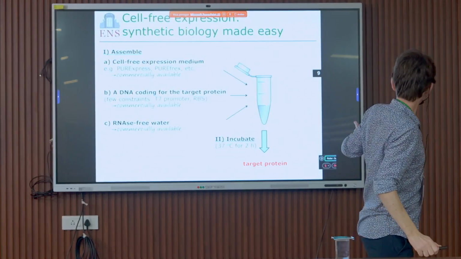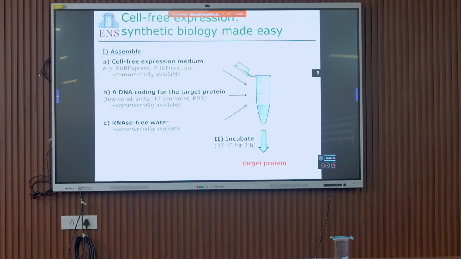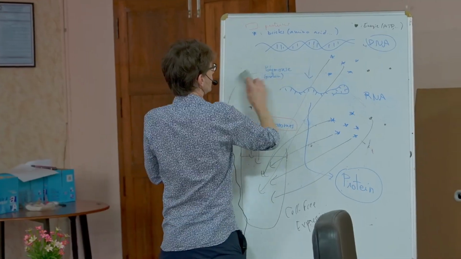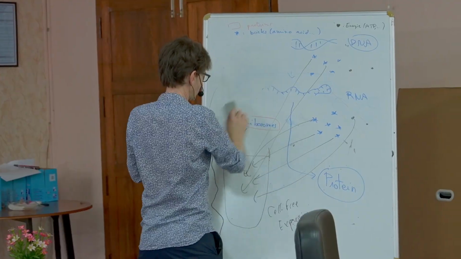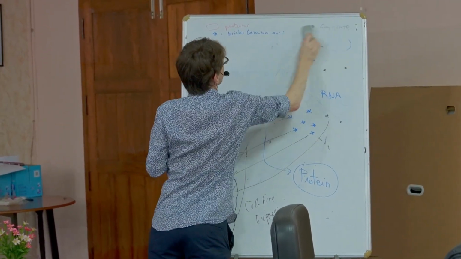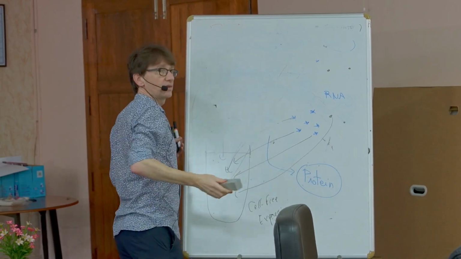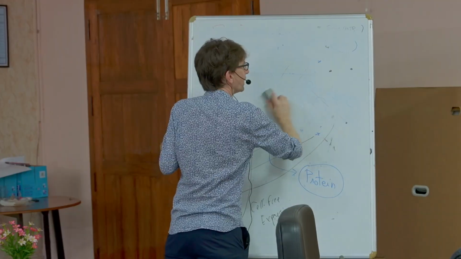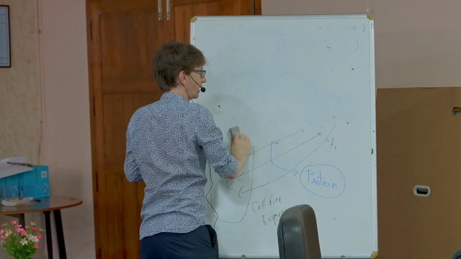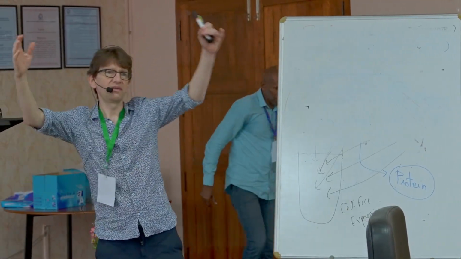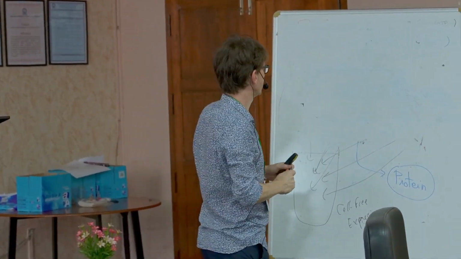So the only constraint is that usually the expression systems we use are derived from bacteria, because bacteria you can produce in very large amounts. So you can produce bacteria and extract all these components. You can take just a huge fermenter and produce a large amount of bacteria.